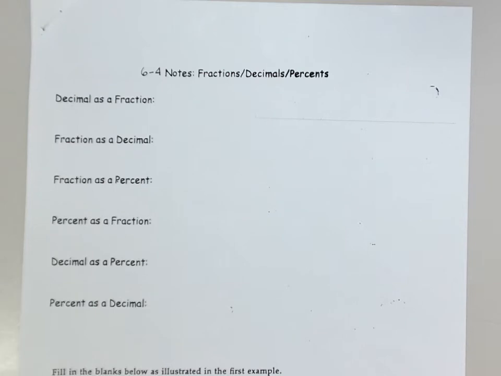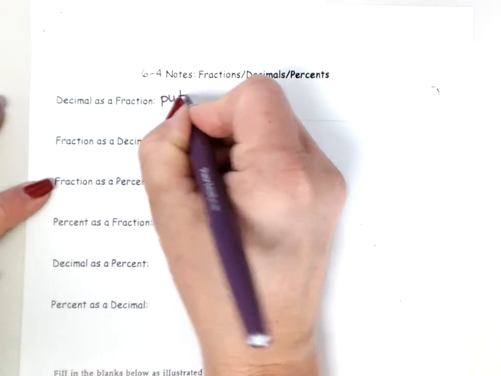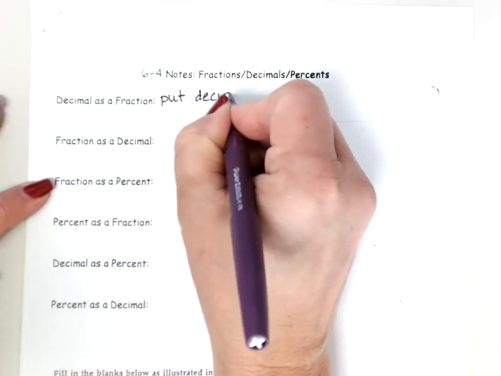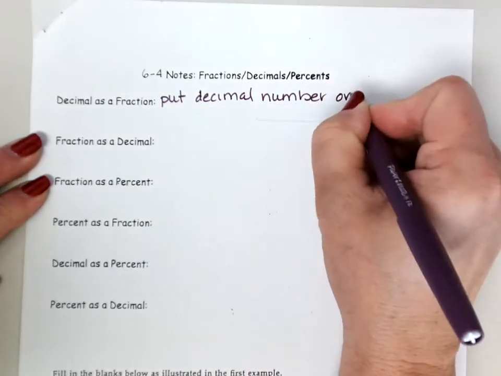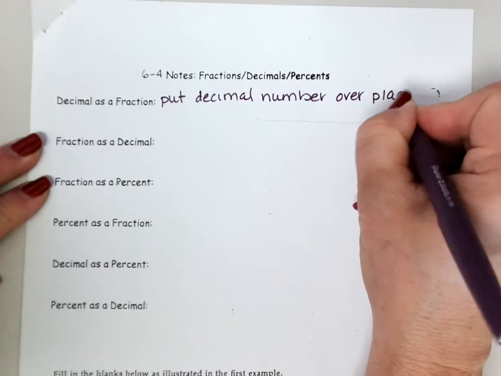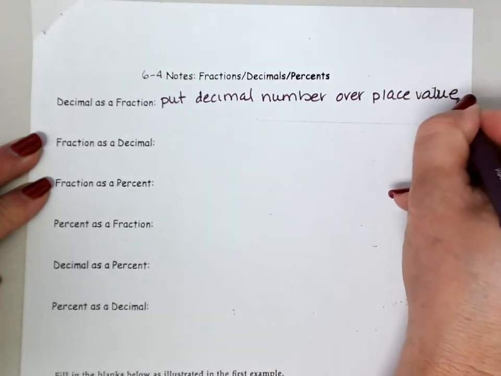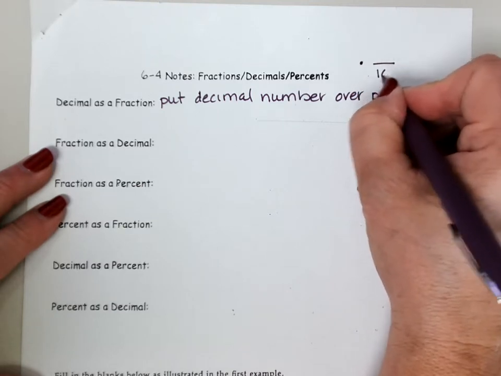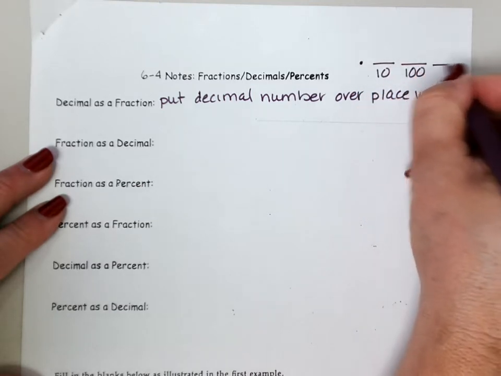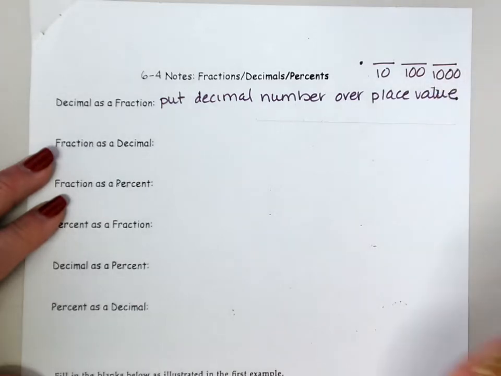All right, so some of these are review. But like I said, it'll make it easier because we can use a calculator for them. So turning a decimal to a fraction, remember that we put the decimal number over the place value. So the place value would be a decimal, and then if the first place would go over 10, the second place it would go over 100. If there's 3 decimal places, it would go over 1,000.